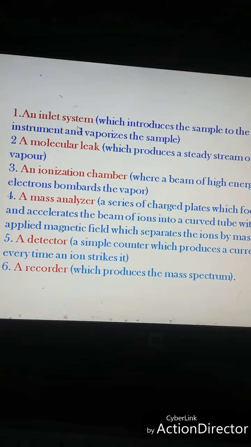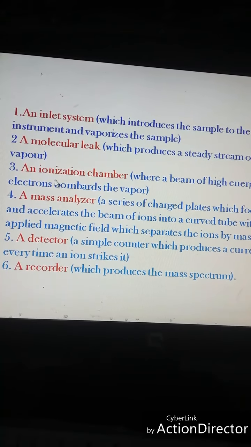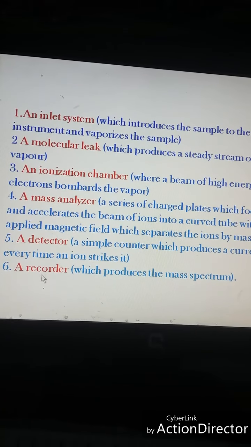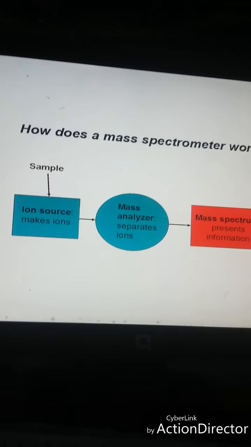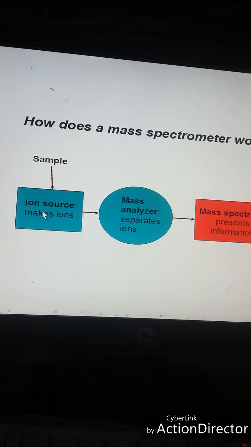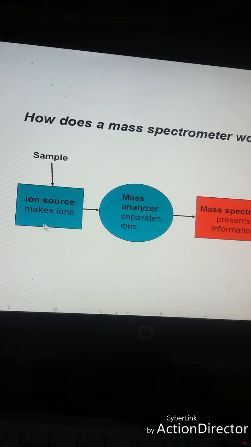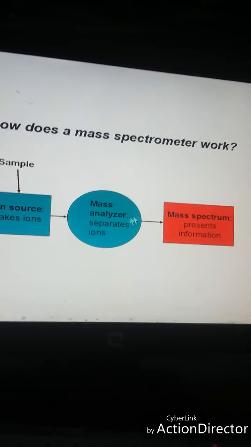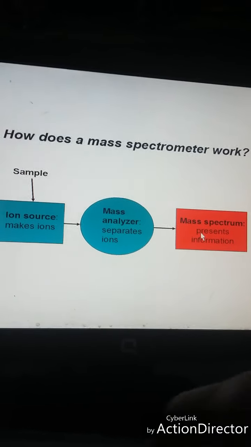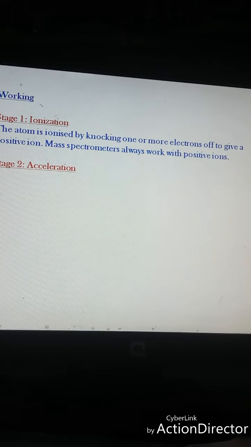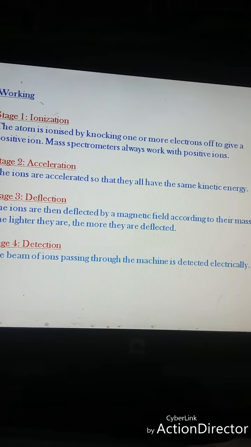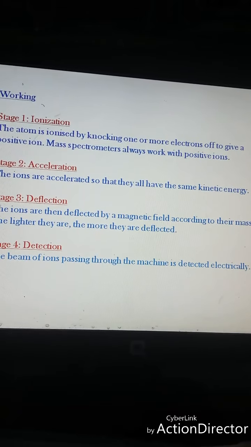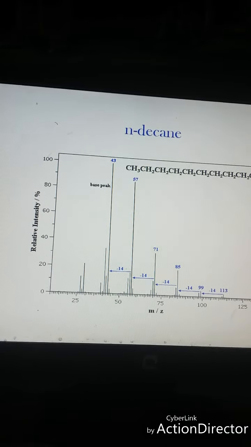So this is the instrumentation, that is the inlet system, the molecular leak, the ionization chamber, mass analyzer, detector and recorder, as I've already discussed. This is how a mass spectrometer works. The sample is injected, the ion source will make ions, the mass analyzer will separate the ions, and then the mass spectrum will present the information. As I discussed, there are four stages. First is ionization, second is acceleration, third is deflection, and fourth is detection.